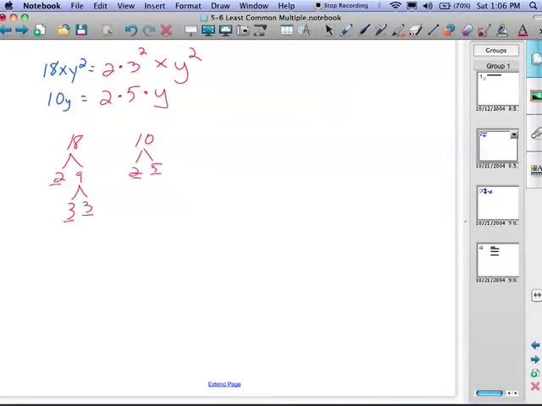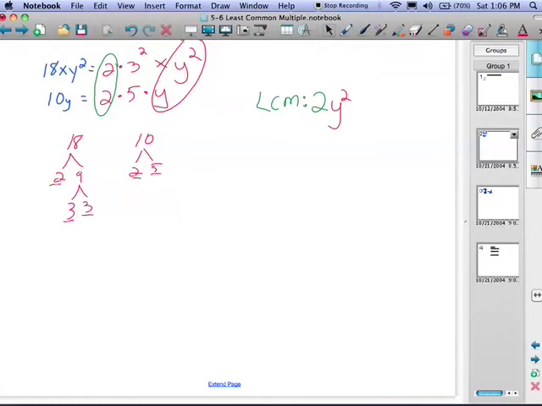So now let's take care of the LCM of 18xy squared and 10y. We find what they have in common. They have a pair of 2's in common. They have a 2 to the 1st power in the top and a 2 to the 1st power. They're the same, so we'll just take 2. Do they have anything else in common? They have y's in common. On the top I have a y squared, and on the bottom I have a y. We'll take the y squared because it's the larger of the two quantities.